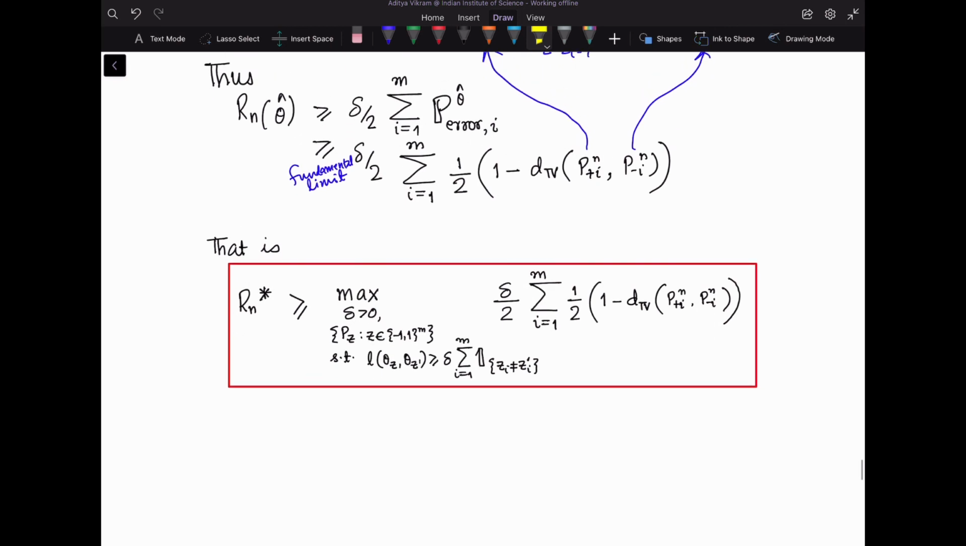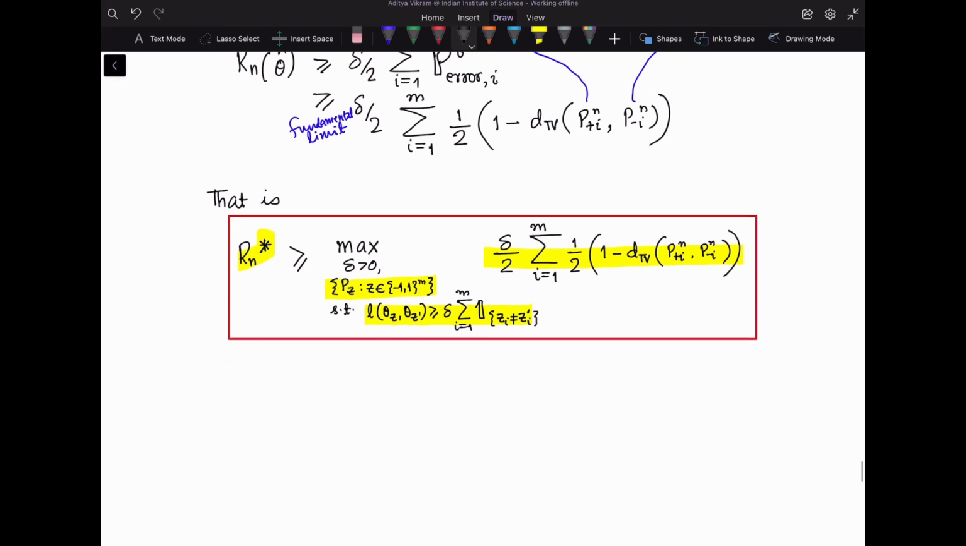Now this holds for all deltas, and for all pz's such that this condition of separation holds. Again, this bound we obtained was independent of theta hat, so if you take the infimum you get Rn star here. This is just this bound. This looks a bit complicated, so let's simplify it. Just like in Fano's method, where we had mutual information and wrote it in terms of maximum KL divergence, let's try to simplify this as well.